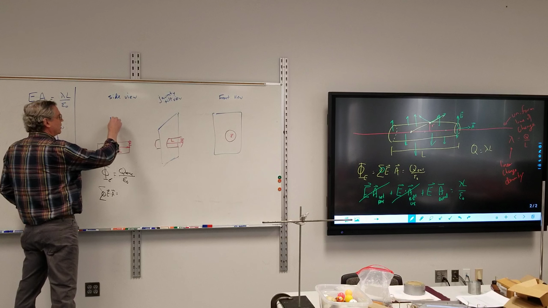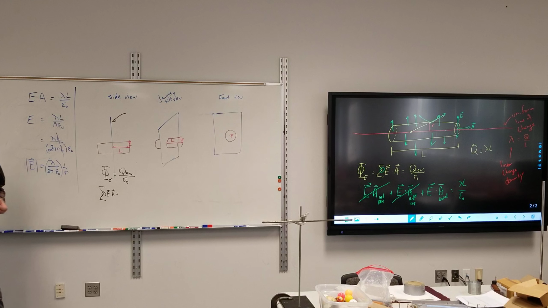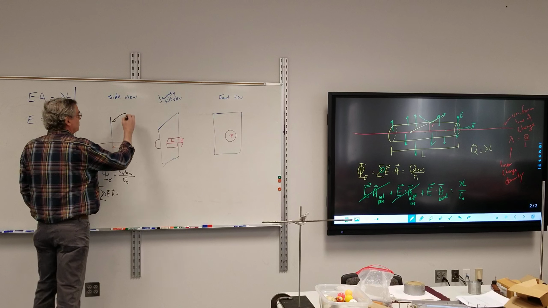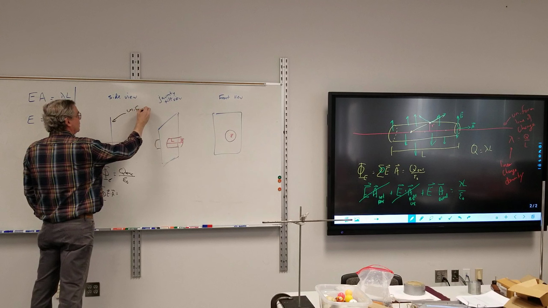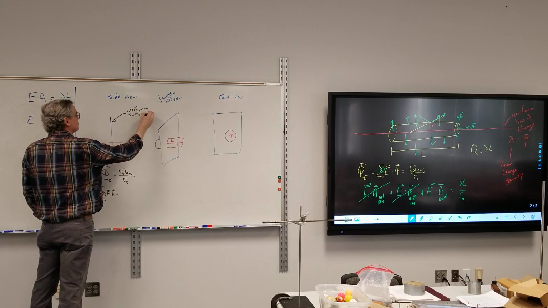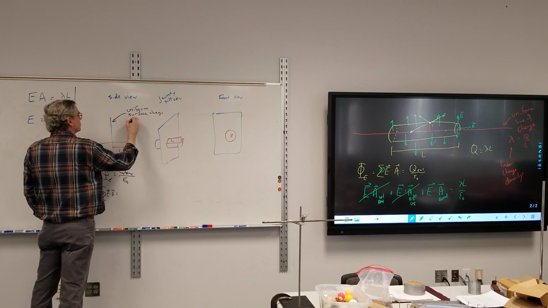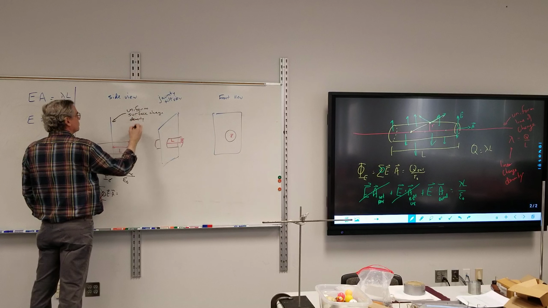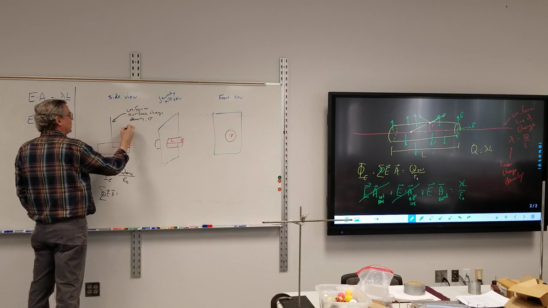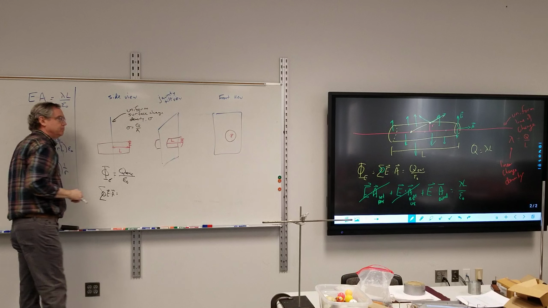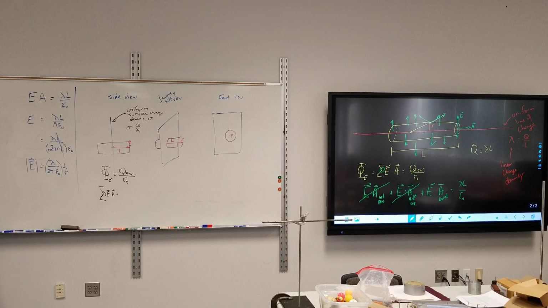Let's see, we can do better than that because this has to have a charge on it. If it doesn't have a charge, there's no electric field. So we'll give it a uniform surface charge density, sigma. And sigma would just be the charge divided by the area. So whatever area I pick, I'm going to have some charge. If the area doubles, the charge doubles, etc.